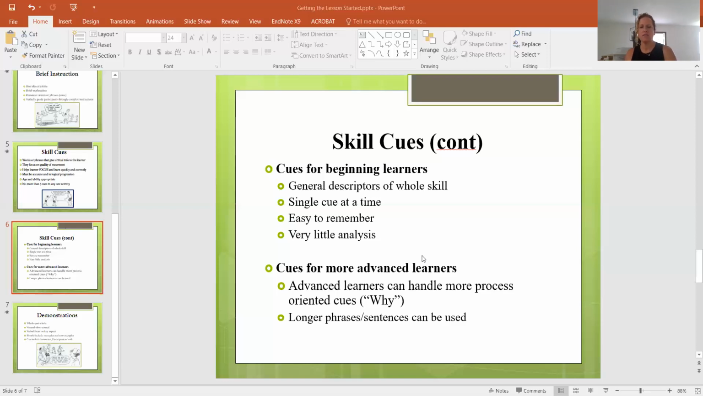And then lastly, if it's a longer sentence or a longer phrase, the only place that really belongs is for advanced learners. So if your cue is actually a process-oriented, longer cue about force production, about follow through to the target for accuracy, you definitely want to scale back the number of cues you have to one, maybe two. So we're talking about things that go in the introduction, that getting the lesson started piece. So there's brief instruction, that's where your skill cues belong. And we're also going to put our demonstrations there.